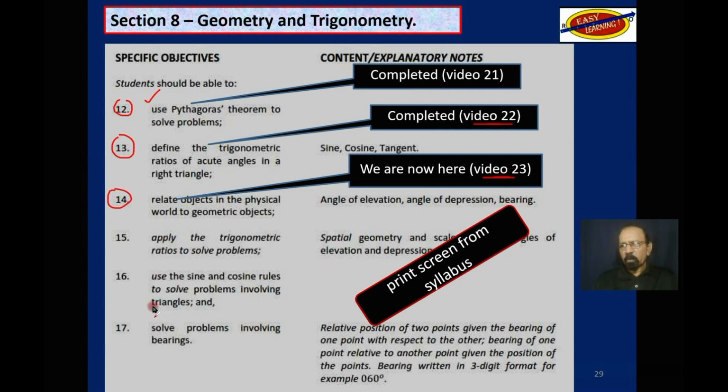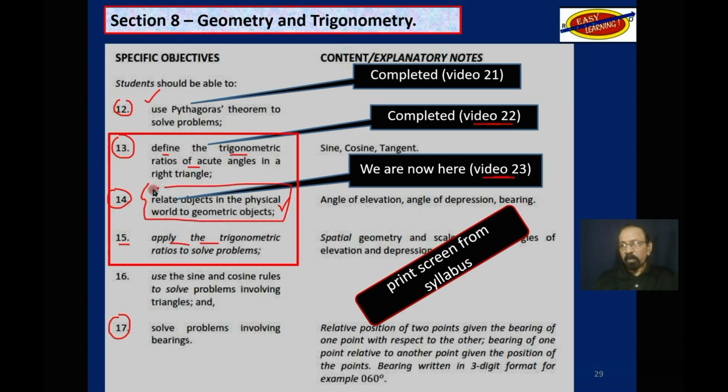So we have 3 more to do to get to objective 17. These 3 are related. Notice here you are defining trigonometric ratios. Here you're looking at real life examples. And in this video, which is the next video, we will be doing calculations. So in this video here, we will not be doing any calculation, the one we are doing right now.